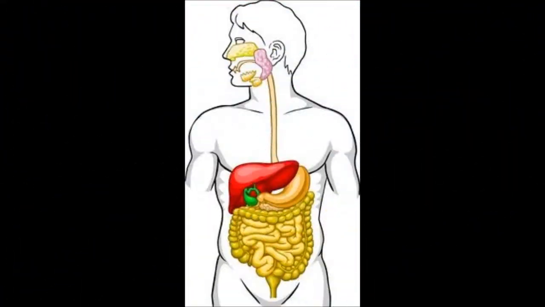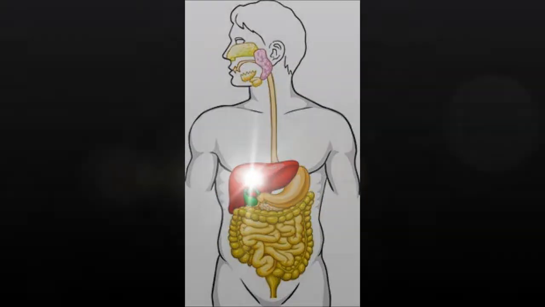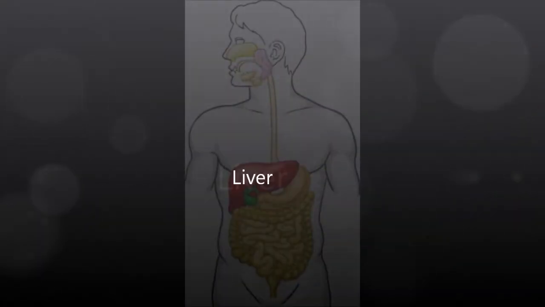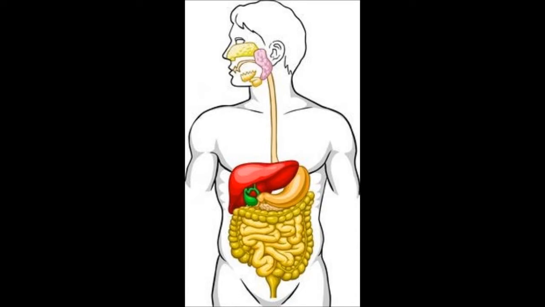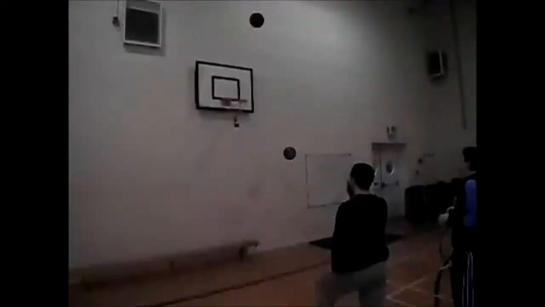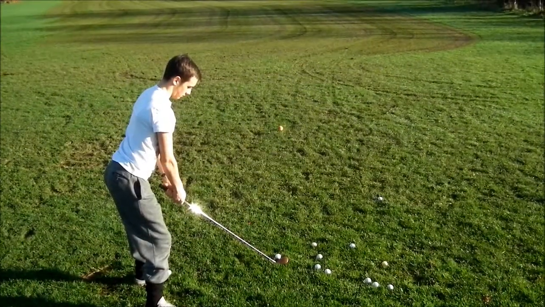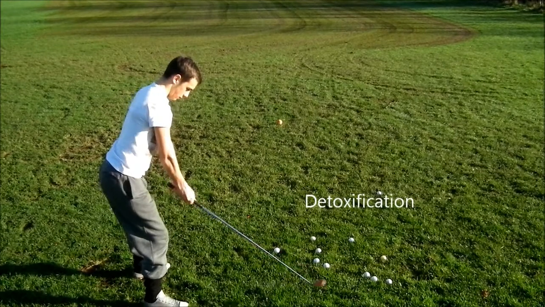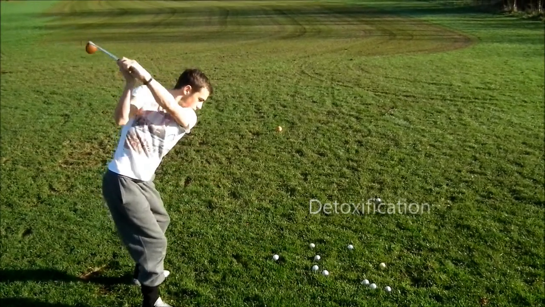The next process in the digestive system occurs in the liver. It plays a major role in metabolism, which aids the breakdown of food. It has a number of functions in the body, including glycogen storage for when required, and drug detoxification to get rid of harmful chemicals that have been released by the broken down food.